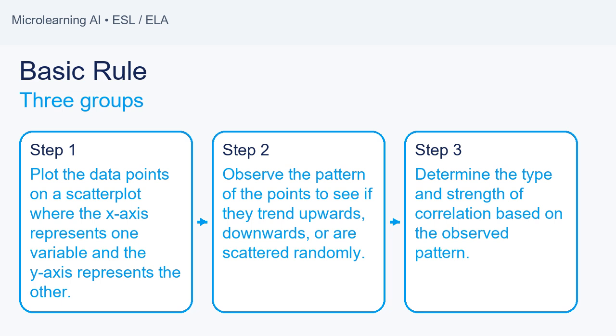Basic rule. Step 1. Plot the data points on a scatterplot where the x-axis represents one variable and the y-axis represents the other. Step 2. Observe the pattern of the points to see if they trend upwards, downwards, or are scattered randomly. Step 3. Determine the type and strength of correlation based on the observed pattern.